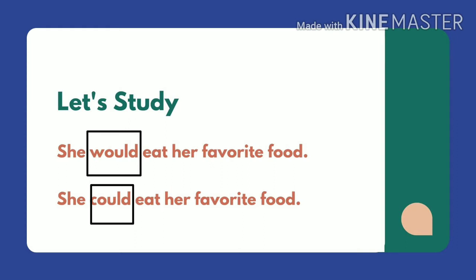When we say she would eat her favorite food, it means that she wants to eat her favorite food. While when we say she could eat her favorite food, we are giving her options. Okay? So when we say would, we are sure that she is going to eat her favorite food. While when we say could, she has a choice to eat her favorite food.